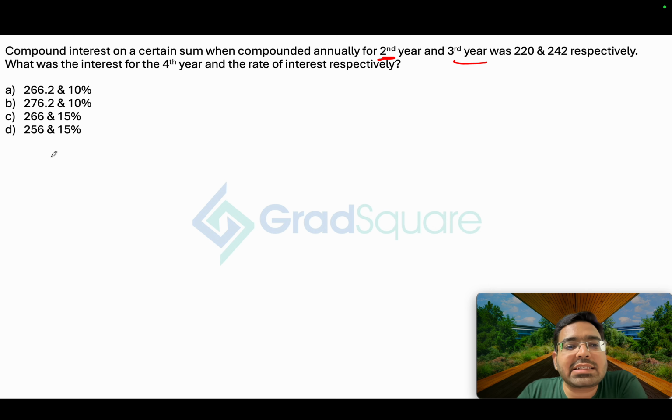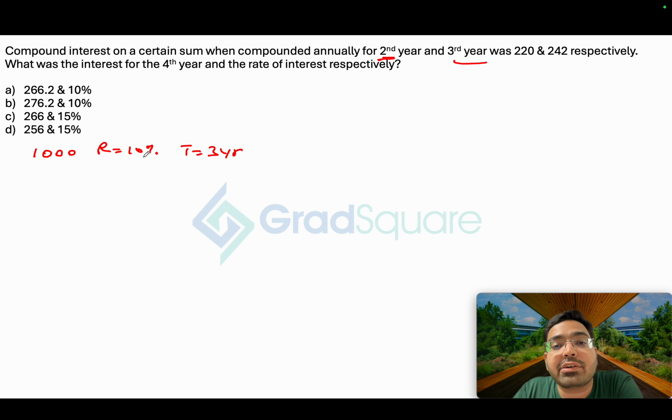So let me take a random example. Let me say that the principal value was 1000, rate of interest is 10%, compound interest, and the time period is, let's say, 3 years. Now in that case, how does the compound interest for individual years move is what we need to understand. What will be the compound interest for the first year? Compound interest for the first year will be 10% of 1000. 10% of 1000 turns out to be what? 100. So that will be the interest for the first year.